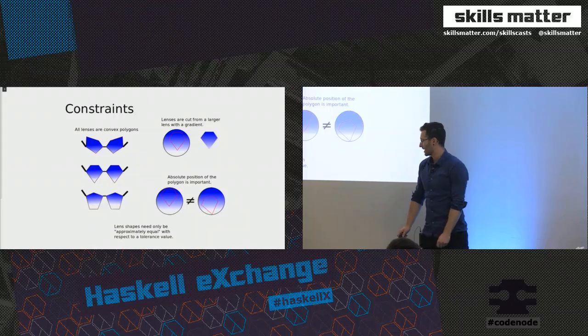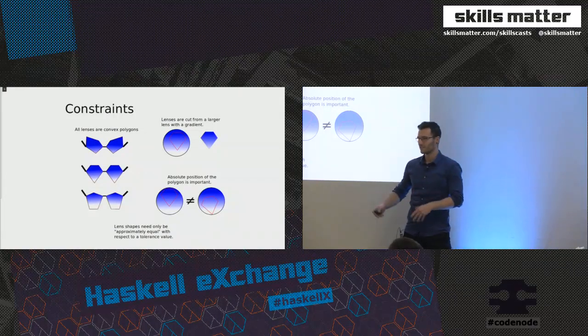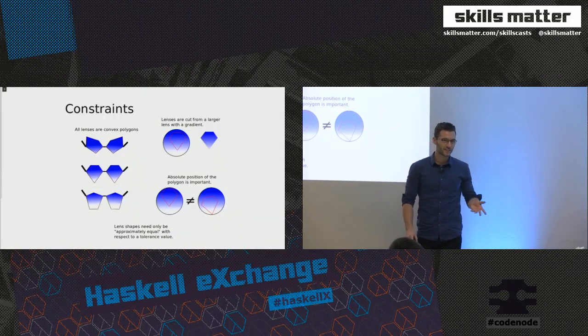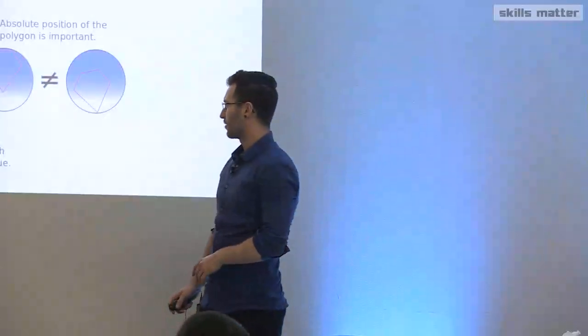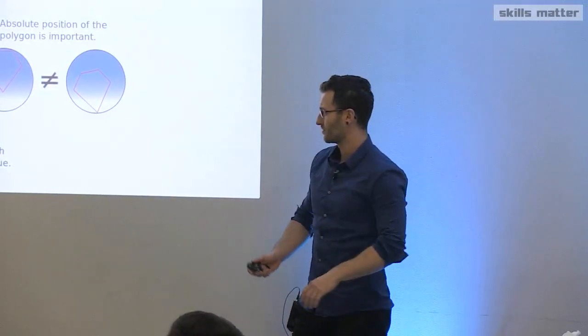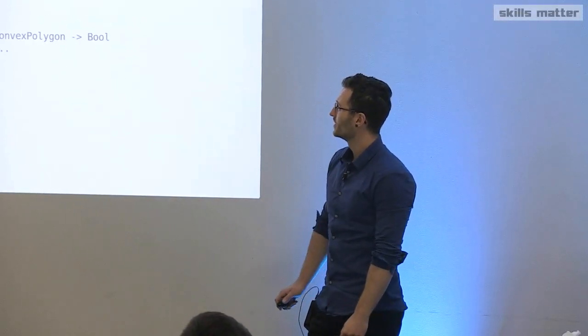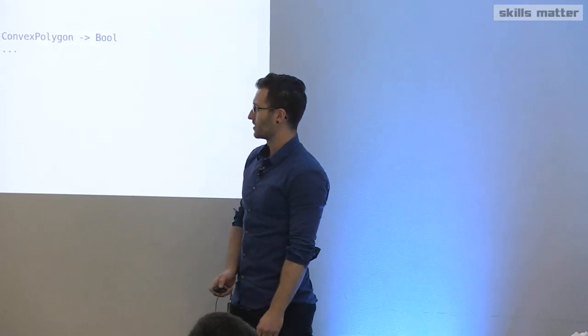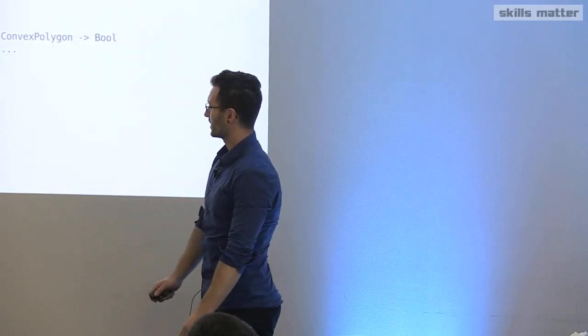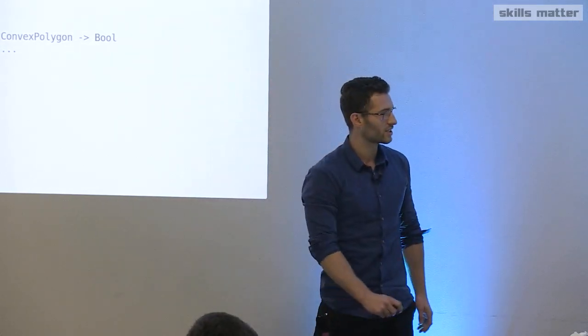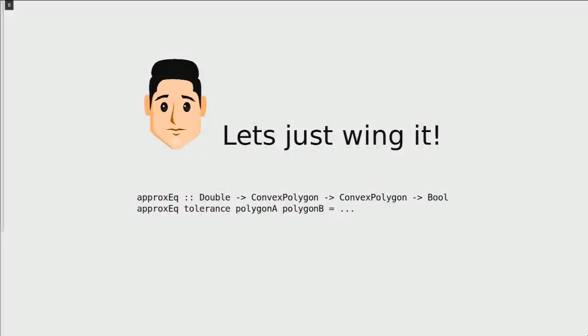And also we want to have sort of an approximate equality, so we want to provide a tolerance value and somehow have some sort of a fudge factor there. We'll get into that more. So let's just give it a try. Ultimately, we're trying to write this function. That's the tolerance value as the first argument, and then two convex polygons. And we want to say, are they approximately equal?